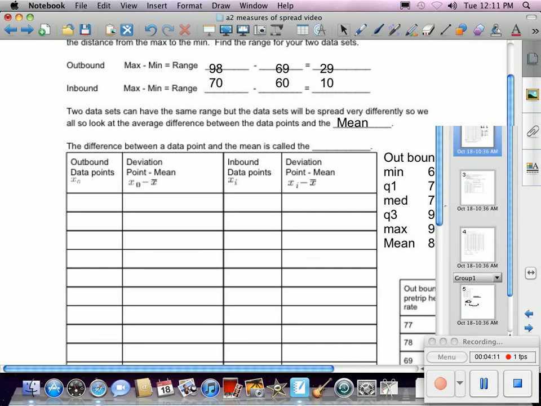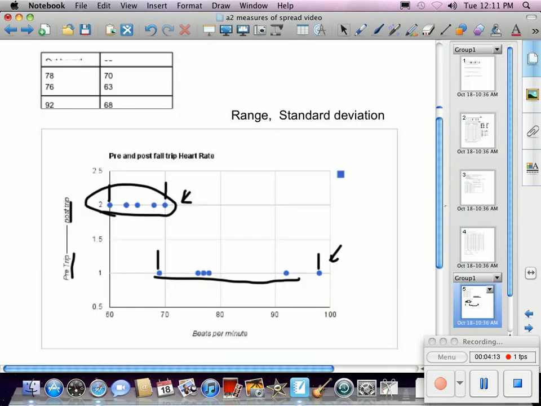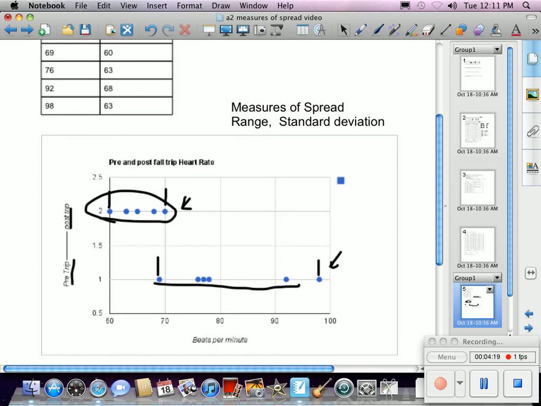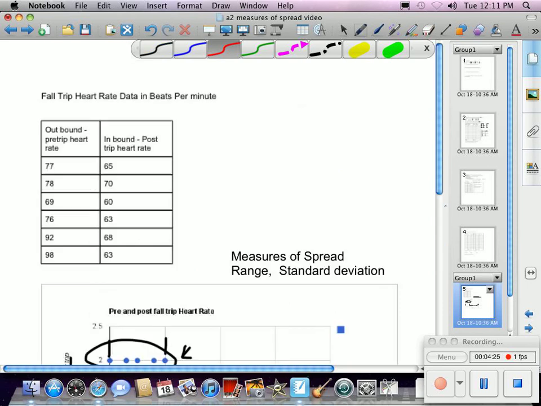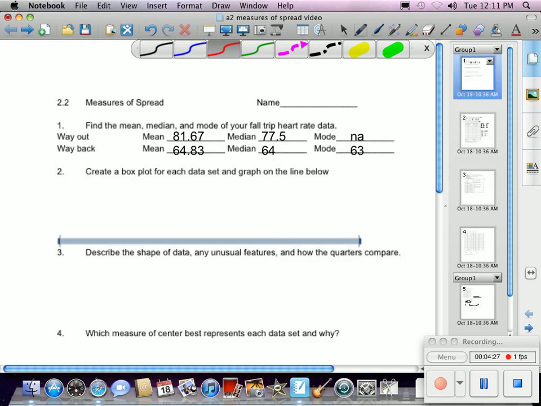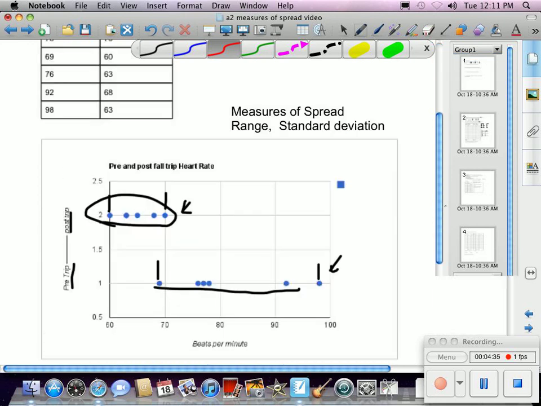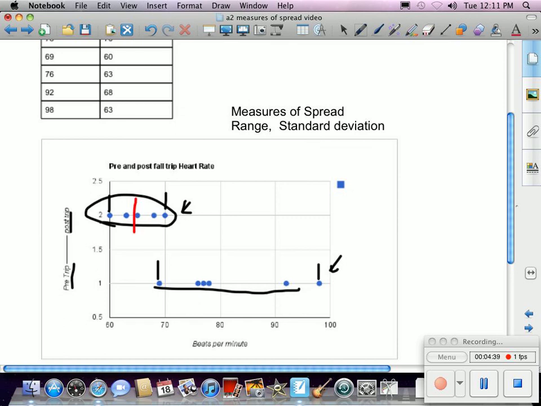So let's take a look at what that means. If you look at these, if I drew in my mean, which in the case of the outbound data was 64.83, that would be about right here. Now the first thing we're going to talk about is deviation, which is the distance between the data point and the mean. So this data point would have this distance between it and the mean, and this data point would have this distance.